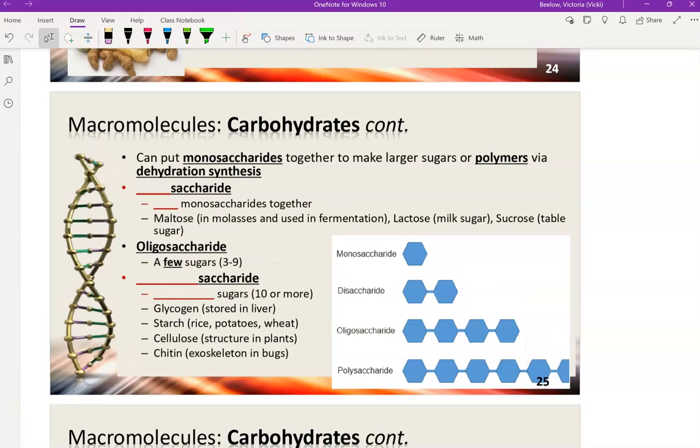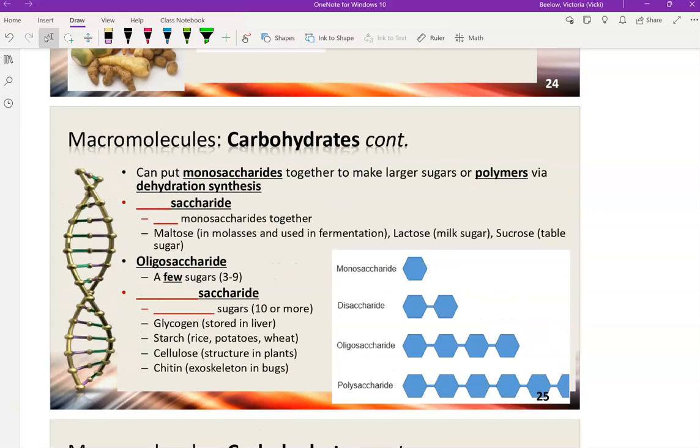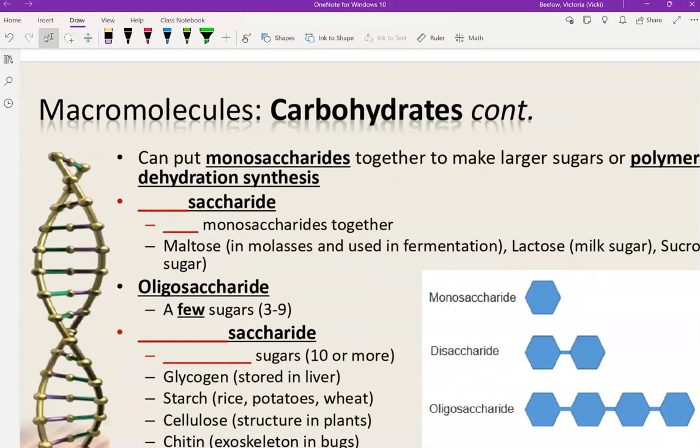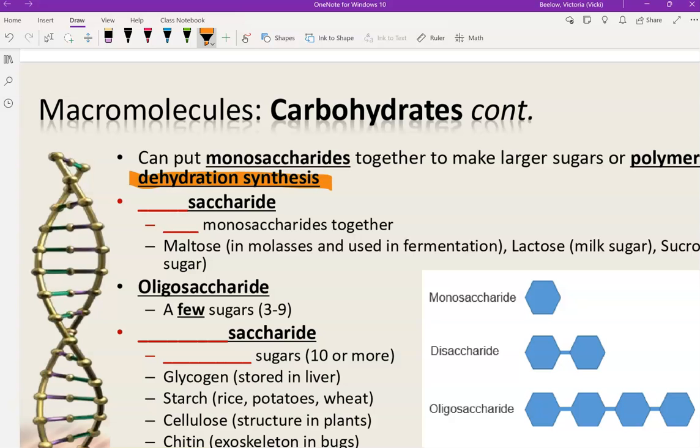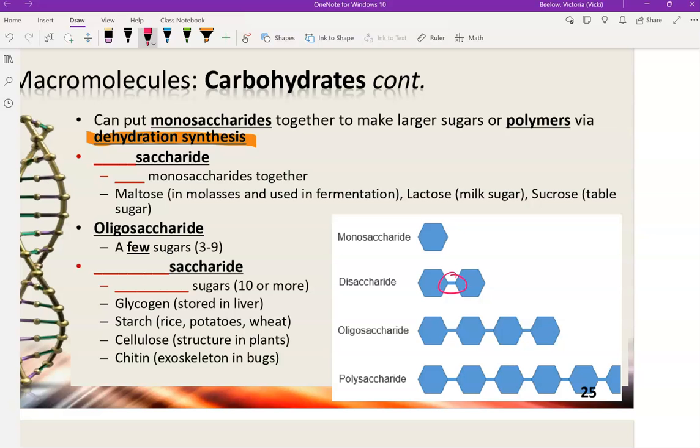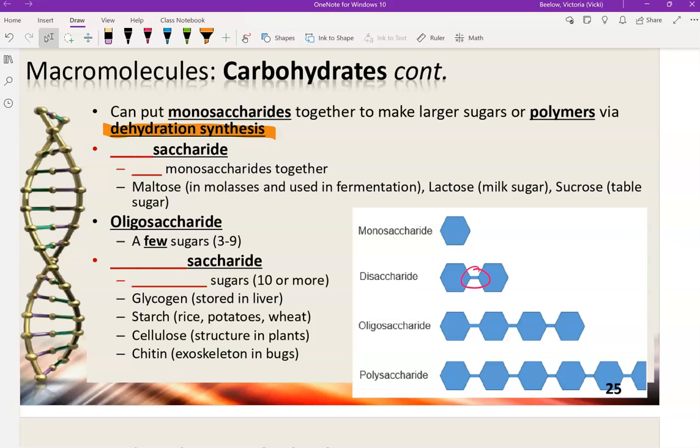All right, so like I was saying, we can put monosaccharides together, which are the monomers for carbohydrates, to make polymers, or we could call them polysaccharides. And again, we're going to do that through dehydration synthesis, which remember is when we remove the water to create that bond between two things. So a monosaccharide is one sugar. That could be glucose, fructose, or galactose.